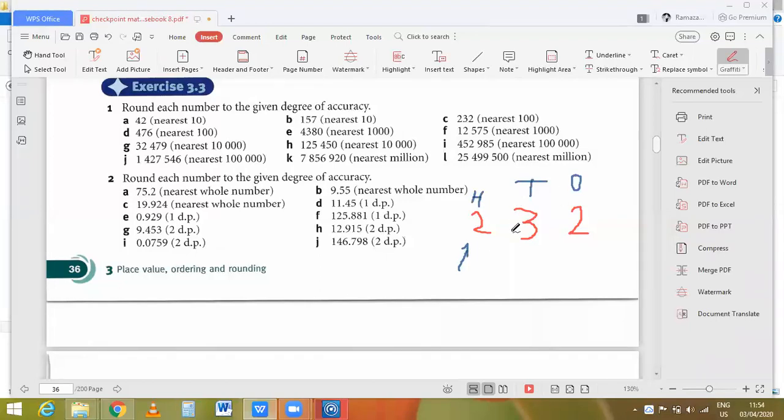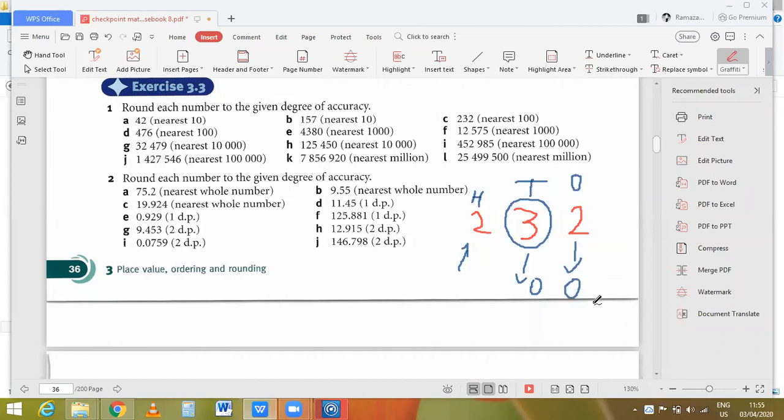So I need to find which one is the decider. The decider is always sitting on the right side of the hundreds. Which one is on the right side of the hundreds? Which is 3. This is my boss, my decider. It will tell us either go up or down. Since it is less than 5, I will go down. I will put 0 here and 0 again here.